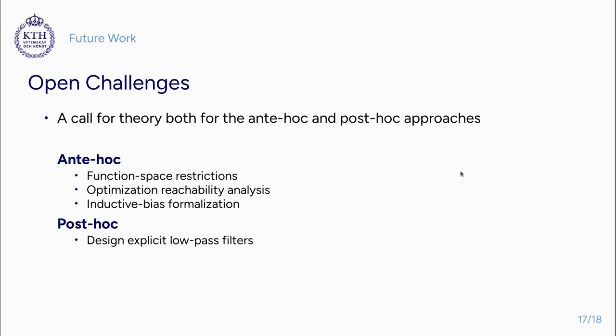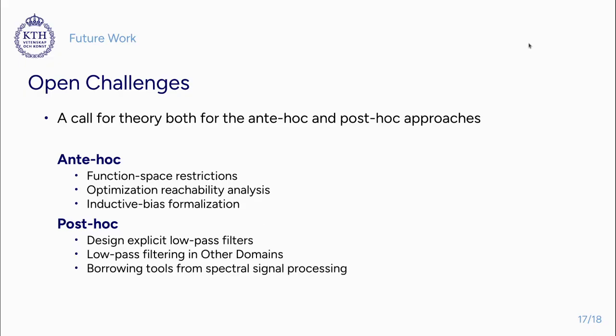And some of the missing theories in post-hoc approaches: if we know that post-hoc approaches are essentially low-pass filters, why don't we make it explicit and design explicit low-pass filters? If we know it is just low-pass filtering, why can't we extend it to other domains, wherever the Fourier transform is defined, like graphs or groups or something like that? And finally, because we know this is just low-pass filtering, we can borrow several tools from spectral signal processing that are made for ranking or knowing how effective low-pass filters are.